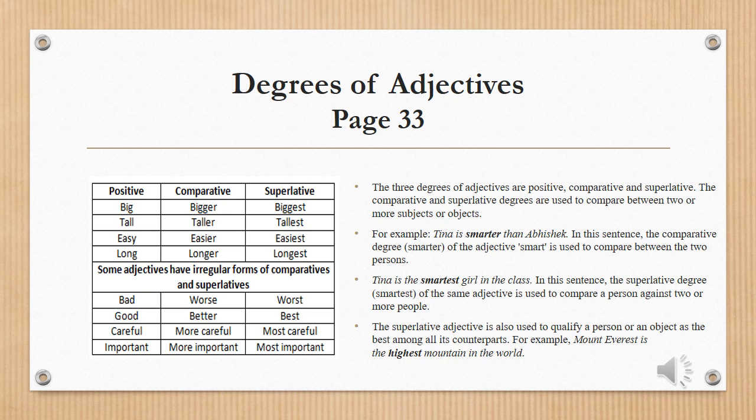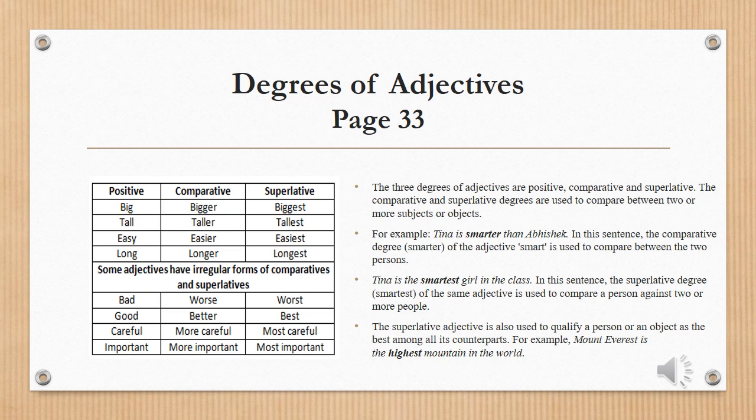Look at the first example. Tina is smarter than Abhishek. In this sentence, the comparative degree smarter of the adjective smart is used to compare between the two persons. Tina is the smartest girl in the class. In this sentence, the superlative degree smartest of the same adjective is used to compare a person against 2 or more people. The superlative adjective is also used to qualify a person or an object as the best among all its counterparts. For example, Mount Everest is the highest mountain in the world.